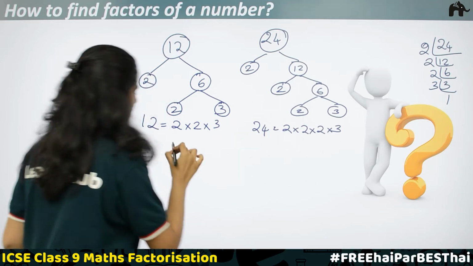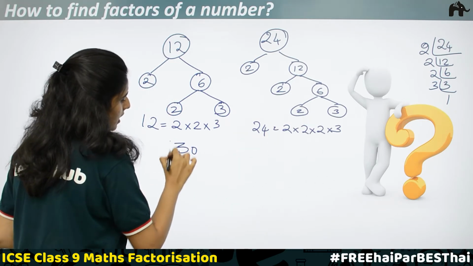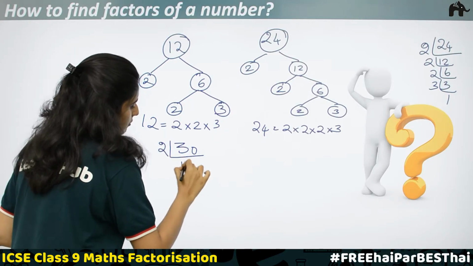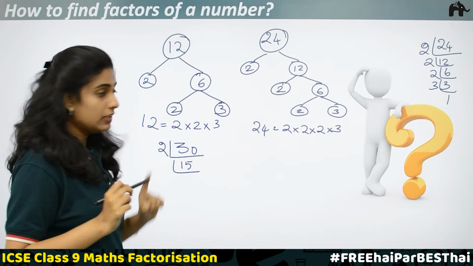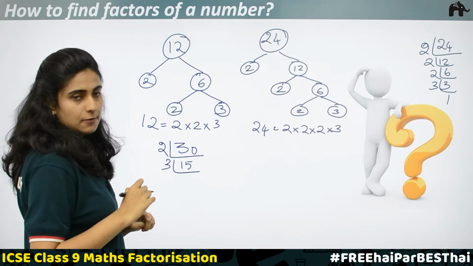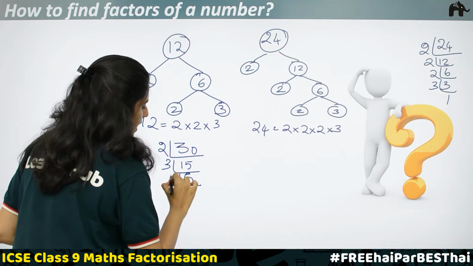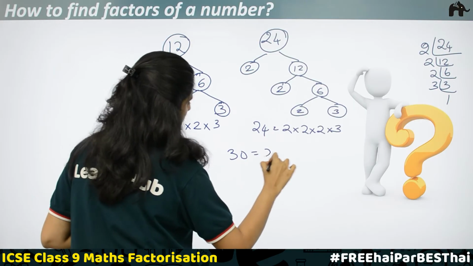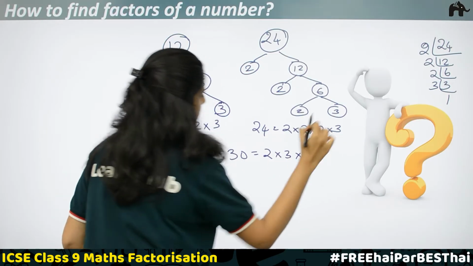Now to find for the number 30, it can be divided with 2 because it is an even number. So you get 15. Can you divide it with 2? No, right? So 15 can be divided with 3. You get 5. Again with 5, you get 1. So 30 is 2 into 3 into 5.